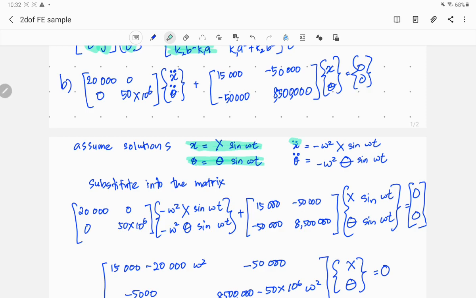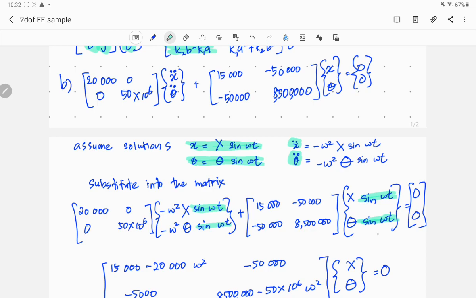So then you get x double dot and theta double dot. This part here is your x double dot, and this one is your theta double dot. You can see that all of the expressions have sine omega t, so you can factor it out and bring it to the other side of the equation.